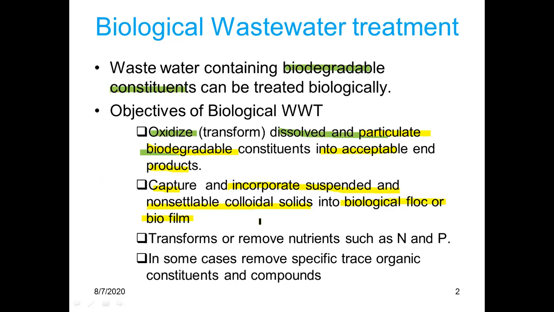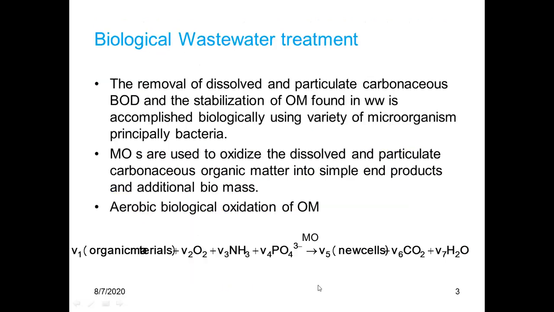Then the next one is to transform or remove nutrients such as nitrogen and phosphorus, because it is required to remove nitrogen and phosphorus from the wastewater. If the wastewater is discharged into the environment, especially to a water body, and there are nitrogen and phosphorus, those water bodies can get eutrophicated. Eutrophication can occur. To avoid that, those nutrients, nitrogen and phosphorus, have to be removed. In some cases, we also remove specific trace organic constituents and compounds.